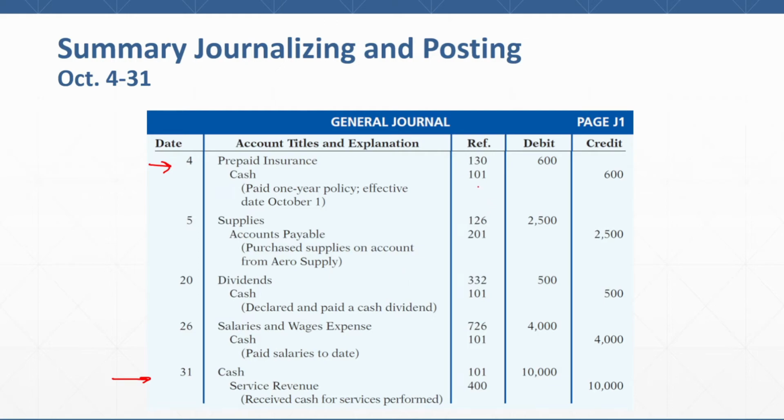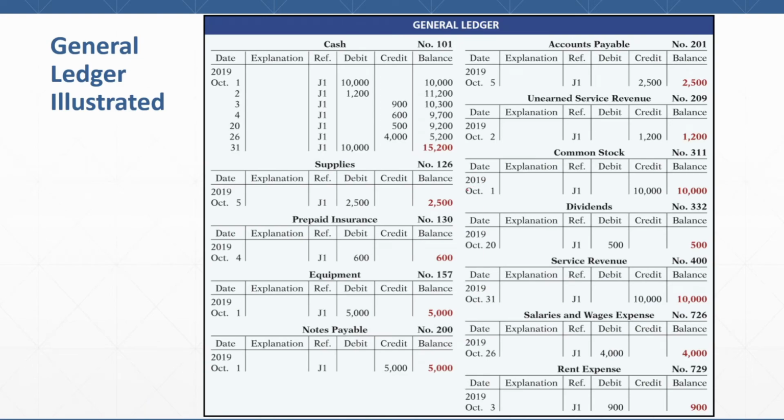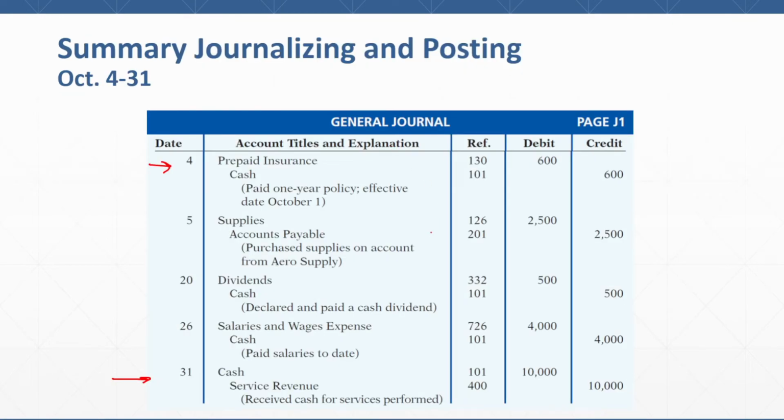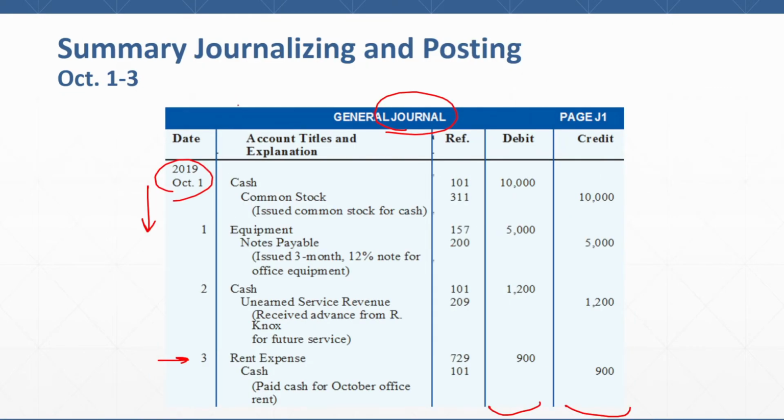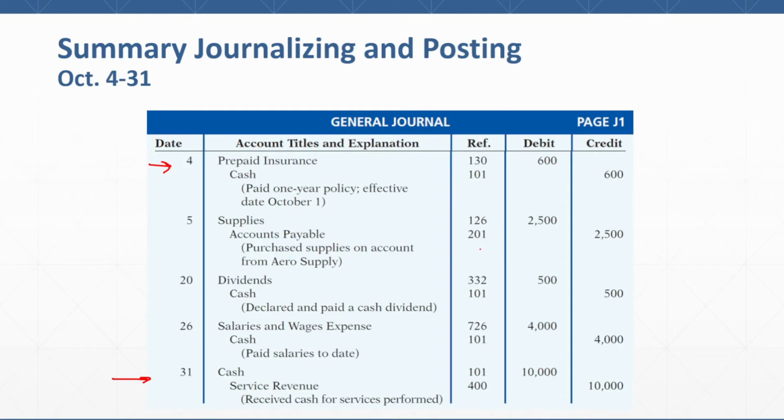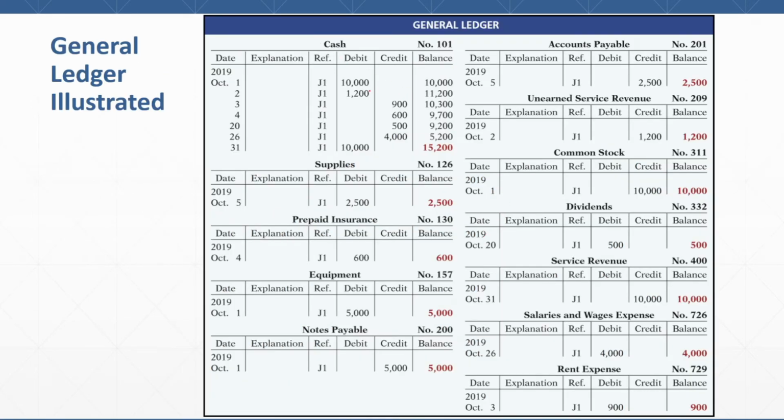So this is our general ledger sheet. It contains all the T accounts or the ledger accounts. This information is exactly the same as the information in our journal here. For example, cash on October 1st is debited 10,000 and is debited 1200 on October 2nd. So this information is transferred to the ledger. Let's find it. Yes, on October 1st, debited 10,000, October 2nd, debited 1200.